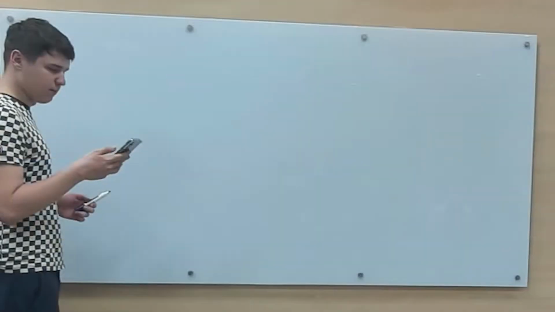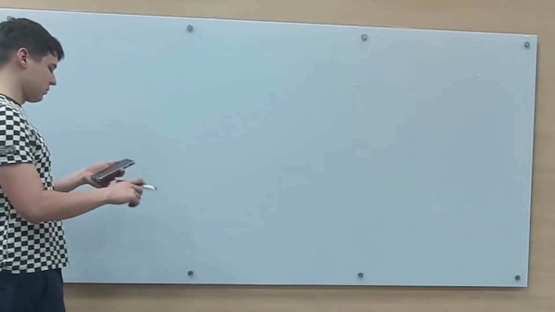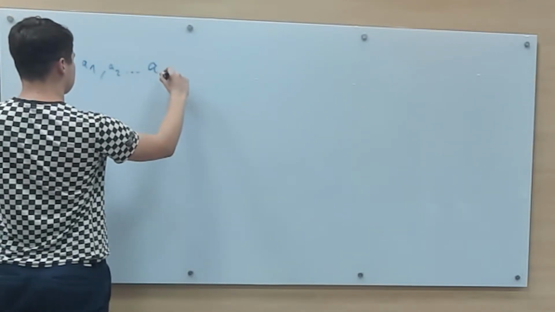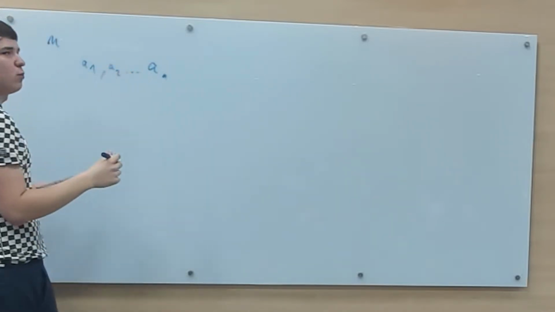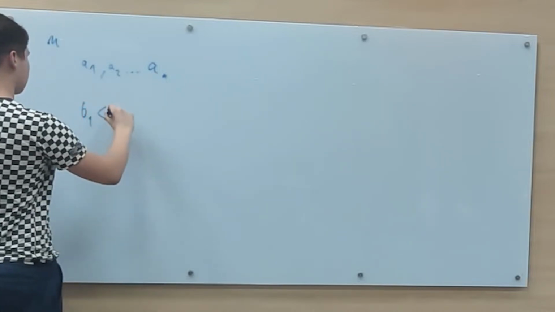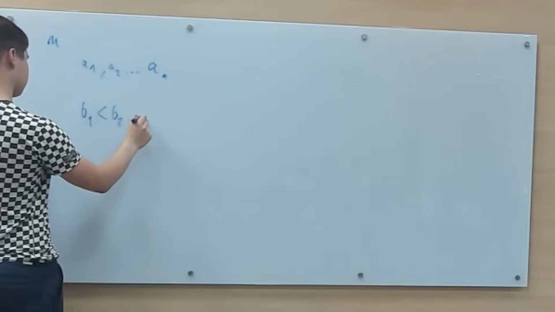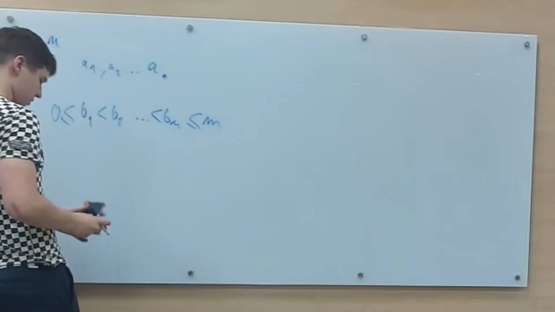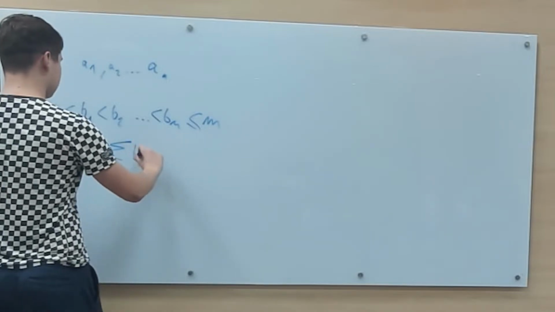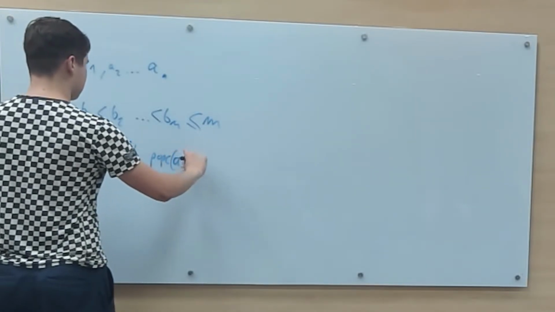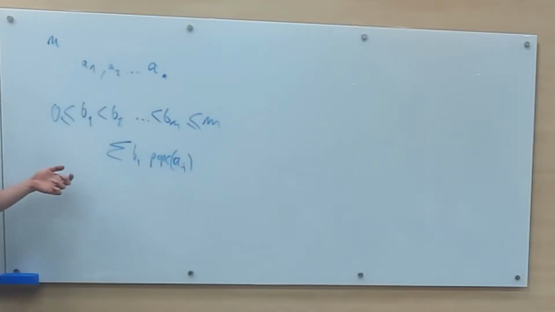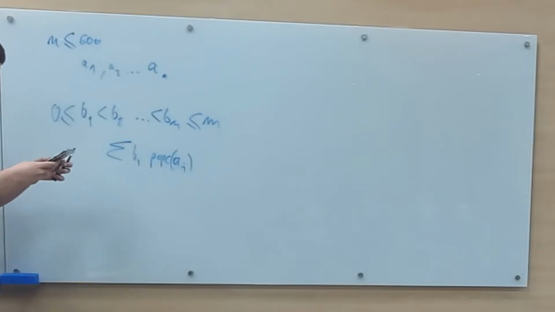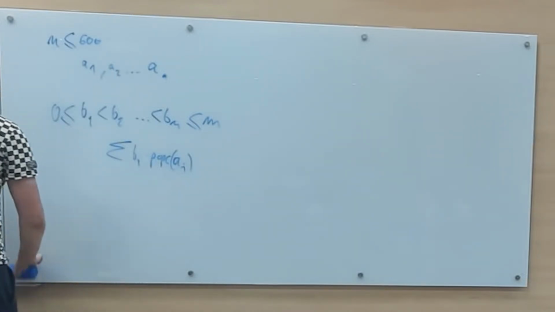Okay, so now let's talk about bits. In bits we have n integers, a1, a2, ..., an, and we are asked to find the sequence b1, b2, ..., bn, such that the sequence is bounded by 0 and m, and the sum of bi times pop count of ai is as big as we can, and the ai can be negative, and n is up to 600 if I remember correctly. No, 200. My bad.